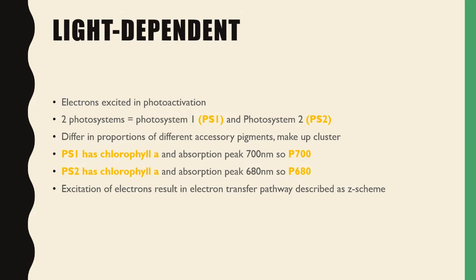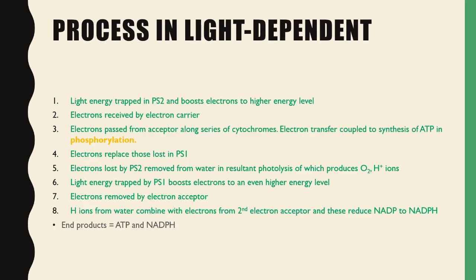Photosystem 1 has chlorophyll A, and has an absorption peak of 700 nanometers. So we're going to call PS1 P700. PS2 also contains chlorophyll A, but its absorption peak is 680 nanometers, maybe because it absorbs less red light, for example. We're going to call it P680. The excitation of electrons will result in an electron transfer pathway described as a Z scheme.